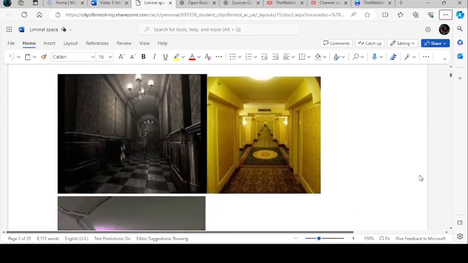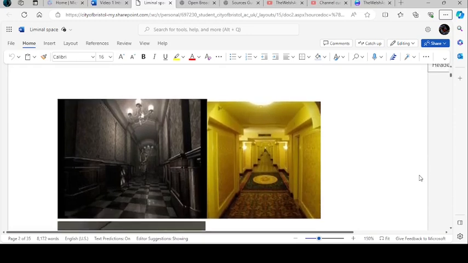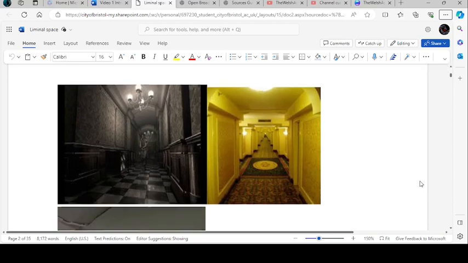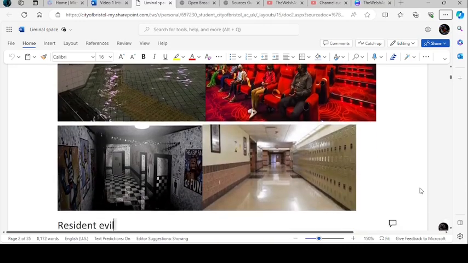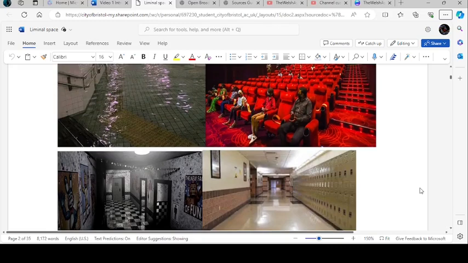So, as you can see, here are some photos that inquire liminal space. We have two corridors. We have a corridor in the game. We have a corridor from the film The Shining. And here we've got a flooded subway in New York. Then we've got a cinema room, a corridor from Five Nights at Freddy's, and a typical American high school corridor.